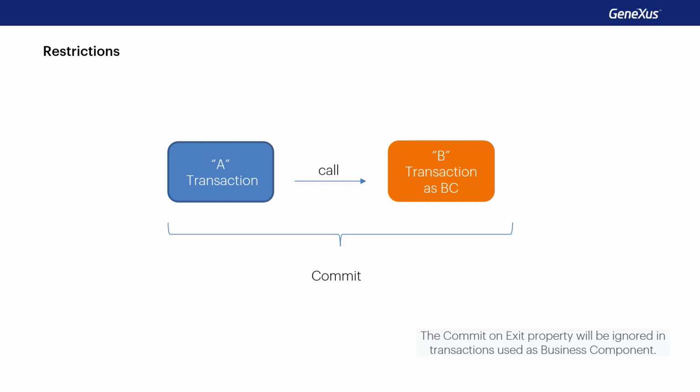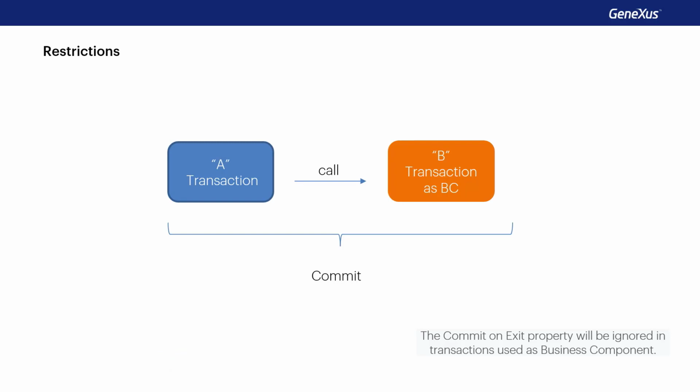It should be noted that the commit on exit property will be ignored in transactions used as business components. This means that, although the transaction has the commit on exit property set to yes, if the transaction is used as a business component, the commit will not be executed automatically, and it'll be necessary to declare the commit command explicitly. The reason for this behavior is to allow specifying logical units of work between multiple transactions, including the commit command when necessary.